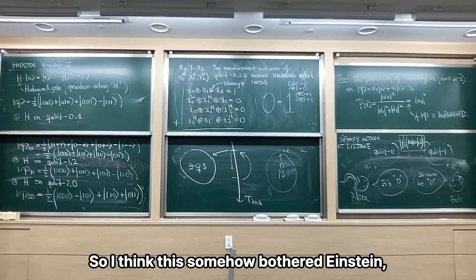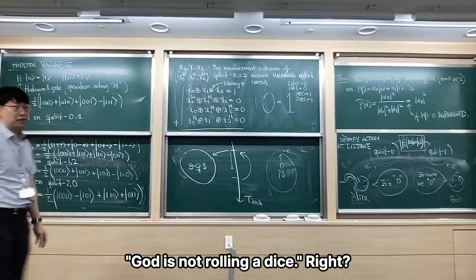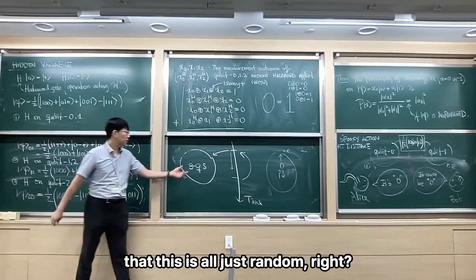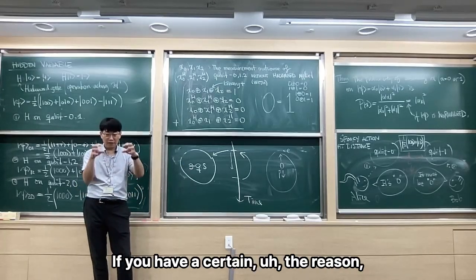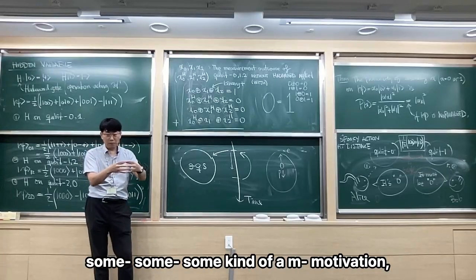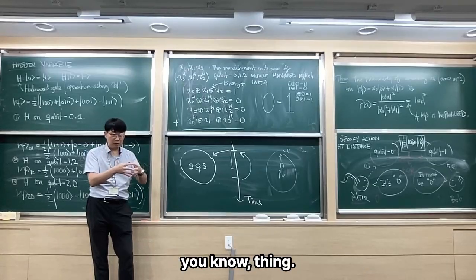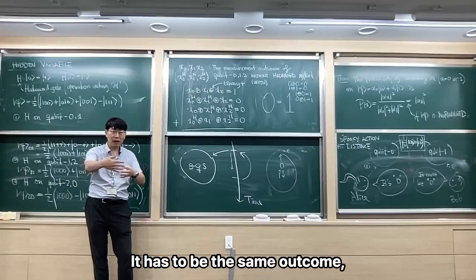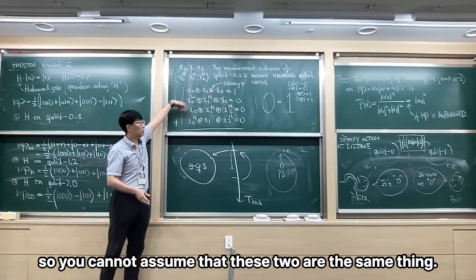So I think this somehow bothered Einstein, because Einstein said God does not roll dice, right? He didn't want to believe that this is all just random. If you have a certain reason, some kind of motivation, then it could be a force or something else, and he wants to get the same outcome. It has to be the same outcome. But quantum mechanics says no, it's just by chance. So you cannot assume that these two are the same thing.